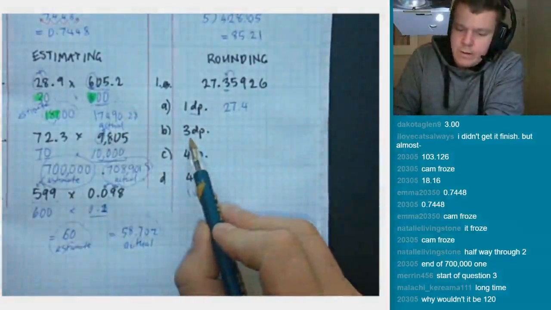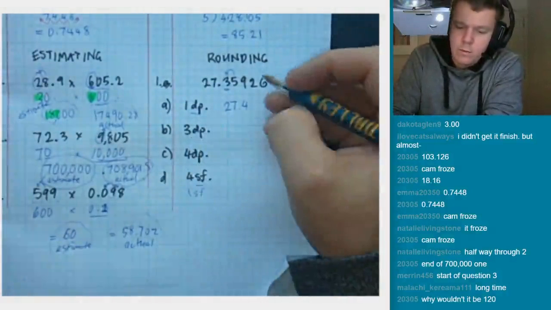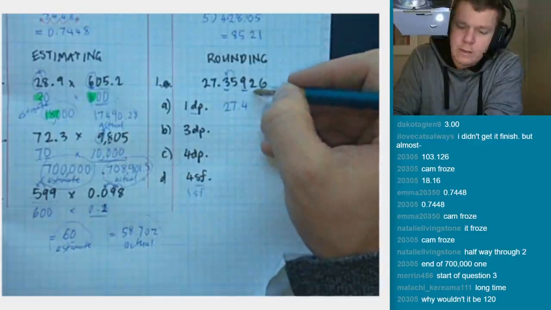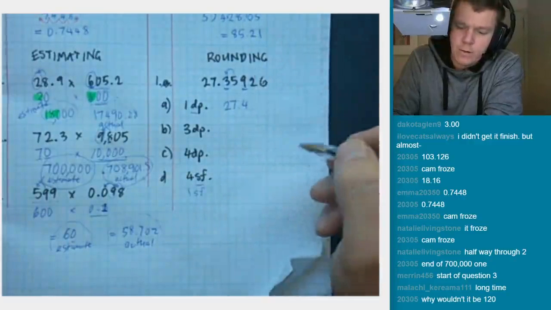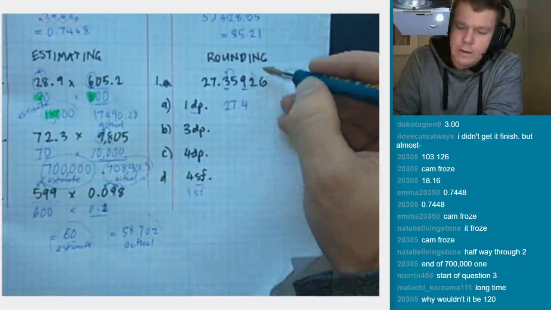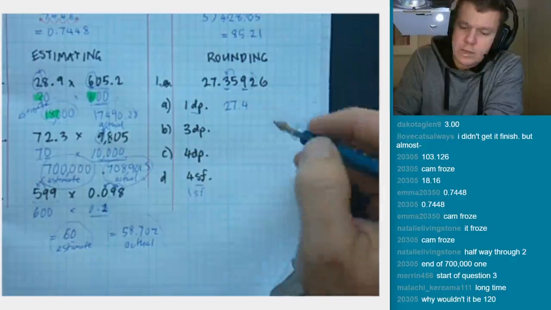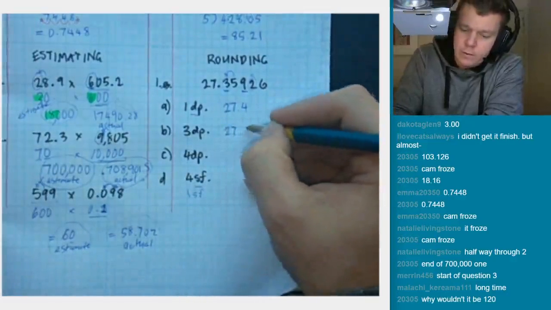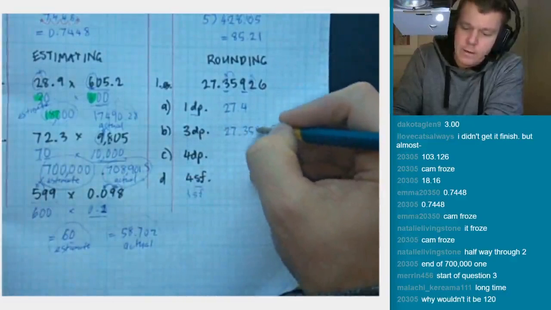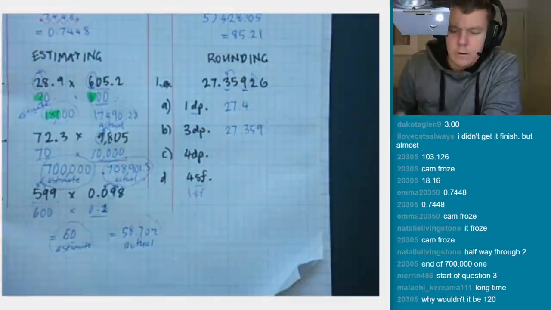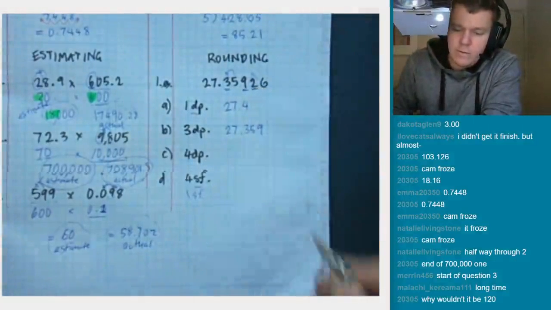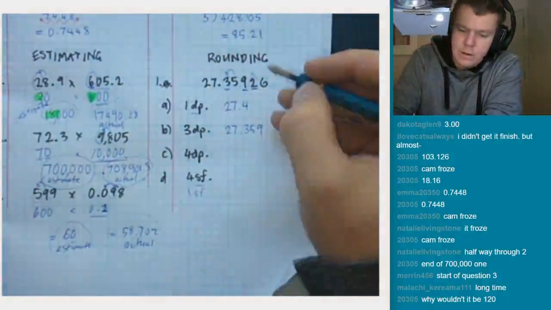3 decimal places, we would look at the 3rd decimal place, and then the number below it is a 2 this time. So that will not round up. So basically you just cut off the rest of the number there. So we've got 27.359.